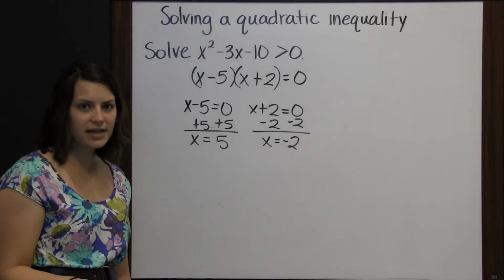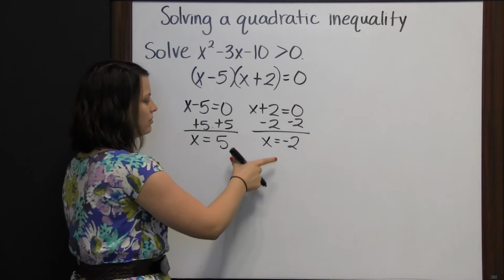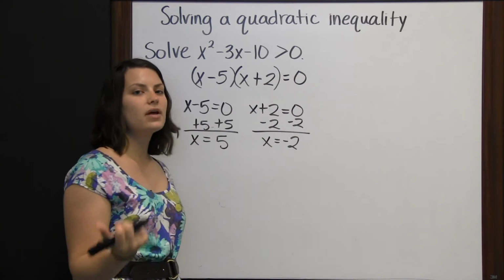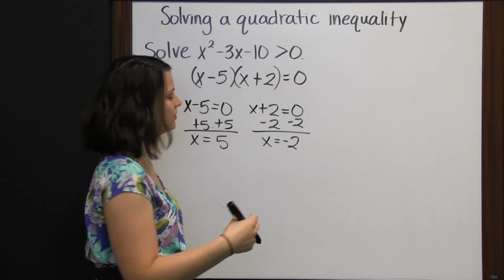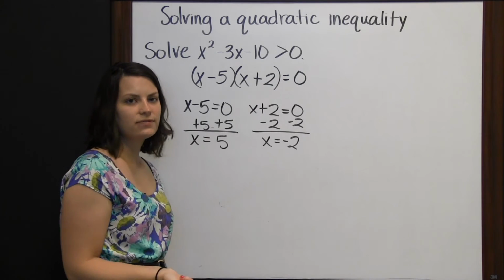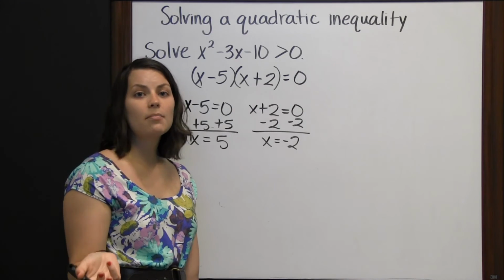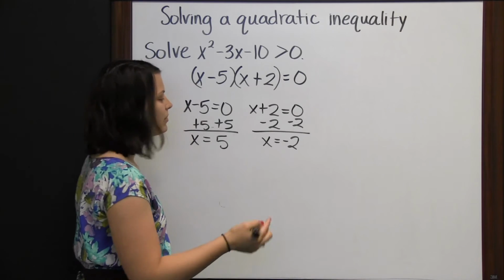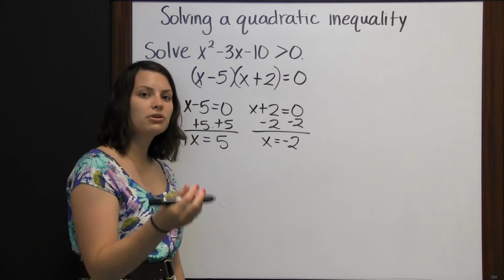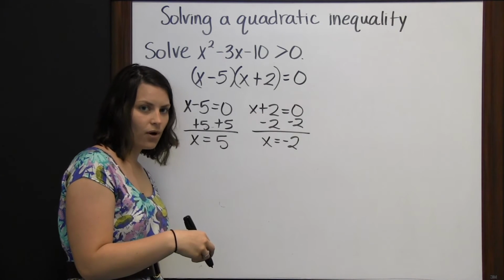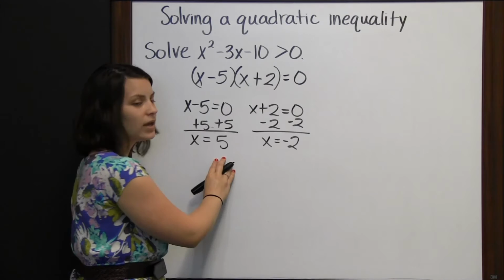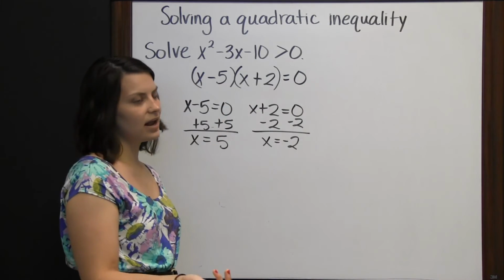Now our solution set is either the set of numbers that's between these two numbers, or it's the set of numbers that's outside these two numbers. So if it's between negative 2 and 5, we'll just pick a number and we'll see if it works. And an easy number to pick between negative 2 and 5 is 0. And if 0 does not satisfy our inequality, then our solution is not the set of numbers between these, but instead it's the set outside.